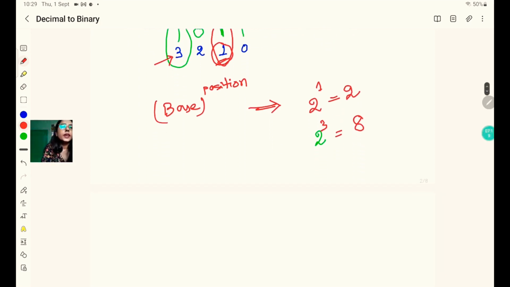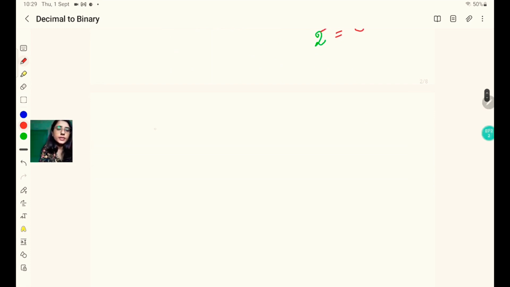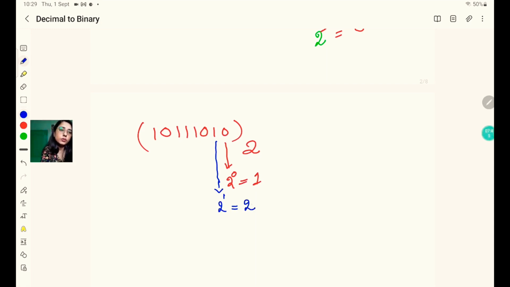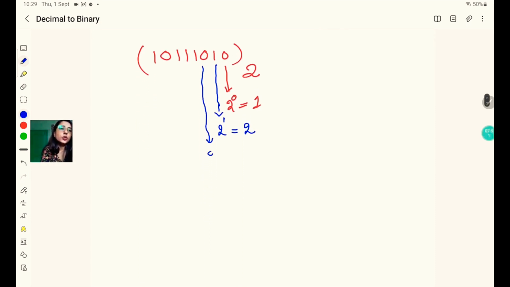So in this way, if we write a byte, suppose 1 0 1 1 1 0 1 0, base 2, what is the weightage of each value? This one has a 0 position, so 2 to the power 0 means 1. This one has 1 position, so 2 to the power 1 means 2. This one has 2 position, so 2 to the power 2 means 4. This one has 3 position, so 2 to the power 3 means 8.